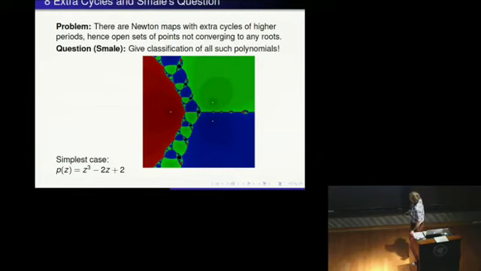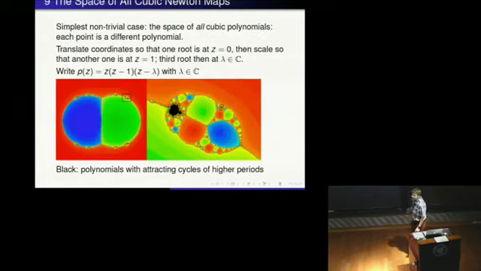And he asked the question, can you classify all polynomials for which the Newton map has attracting cycles of higher periods? Before giving the answer, let me show you the simplest non-trivial case. As I said, the quadratic case is boring, so the interesting case is cubic, the space of all cubic polynomials.